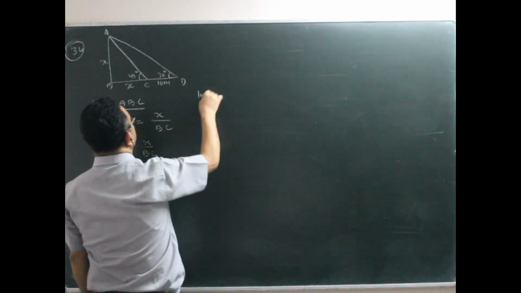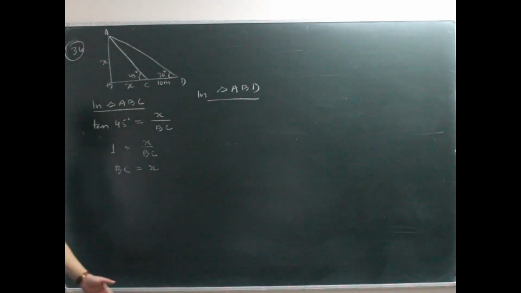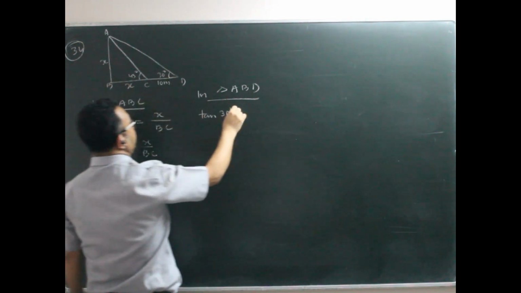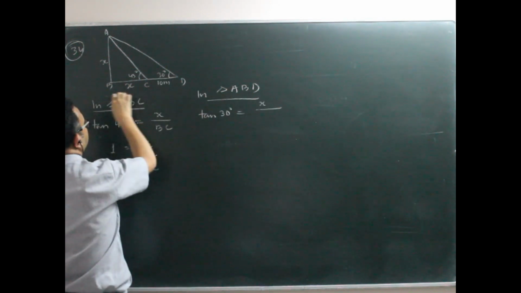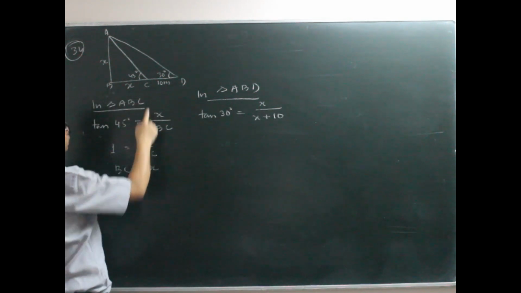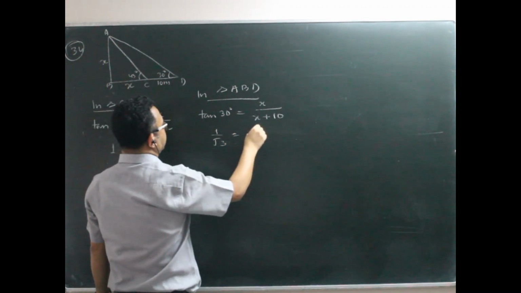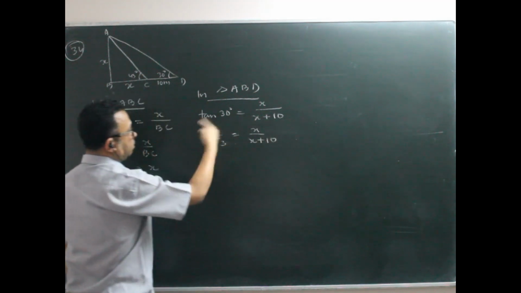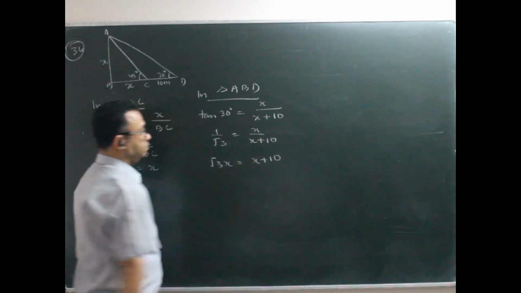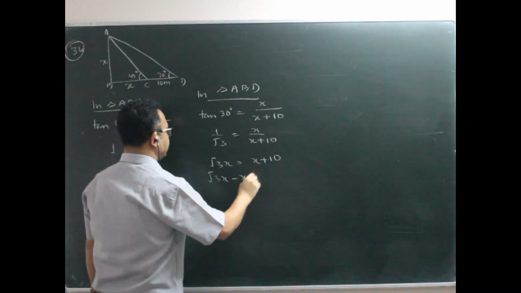Now let's go to the bigger triangle. In triangle ABD, this big triangle, there also I'm going to use tan, but the angle is 30 degree now. Again, perpendicular is X and base is full from here to here, and full means X plus 10. From here to here is X, which you have calculated, and from here to here it is 10. Tan 30 value is 1 by root 3, and that is X by X plus 10. Now I'll cross multiply. Root 3 into X is root 3X, and on the other side it is X plus 10. So taking this X to this side, it will be root 3X minus X equal to 10.